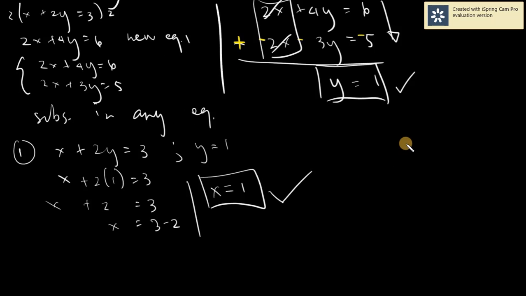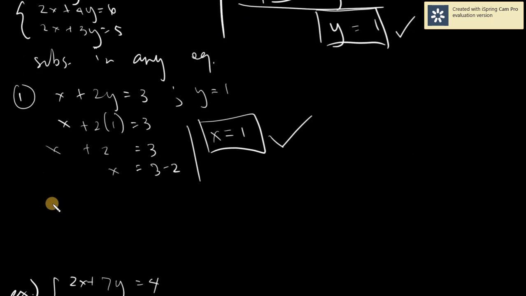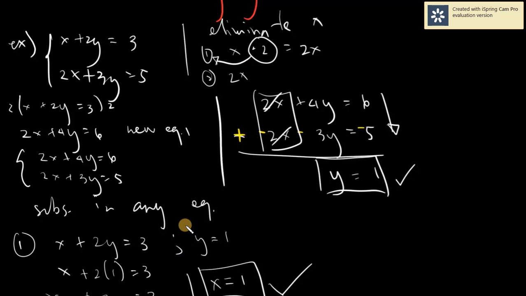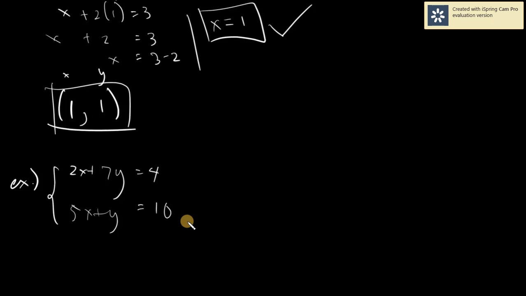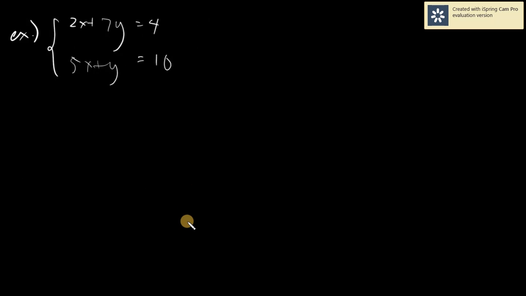So therefore, the solution for this given system of linear equations would be 1 and 1. Kasi this is x and this is y. So this is my solution. That's it. Our aim here is to look for the solution. Okay? So let's have another example.